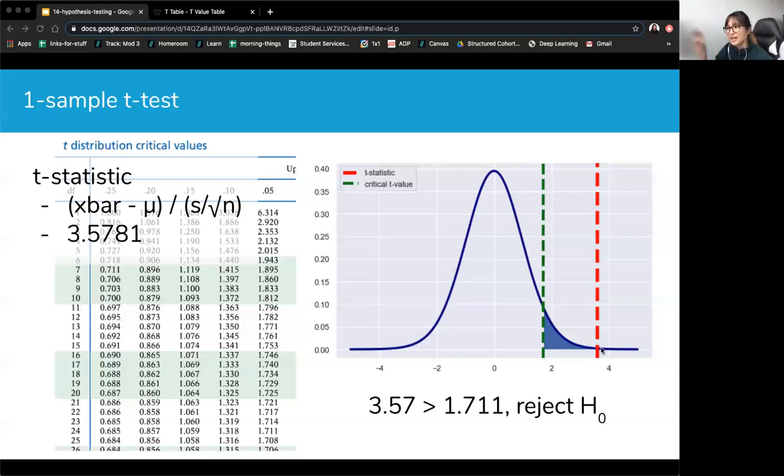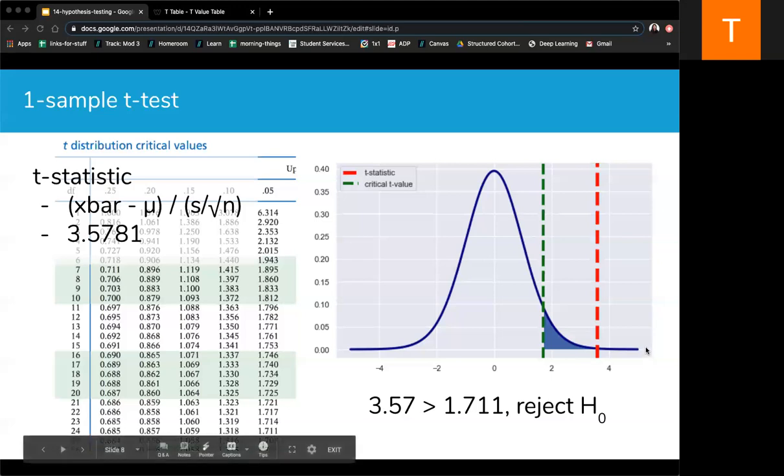Cool, anything else? Because after this, we're gonna move on to a two sample t-test. Wait, so the p-value for the critical t-value would be 0.05? That's right, yeah. Okay. Anything else? All right, now we're gonna move on to a two sample t-test.